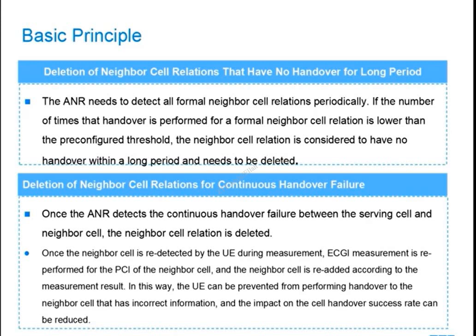Once the neighbor cell is redetected by the UE during the measurement, the ECGI measurement is reperformed for the PCI of the neighbor cell. So the neighbor cell is re-added according to the measurement result. In this way, the UE can be prevented from performing handover to a neighbor cell that has incorrect information, and the impact on the cell handover success rate can be reduced.